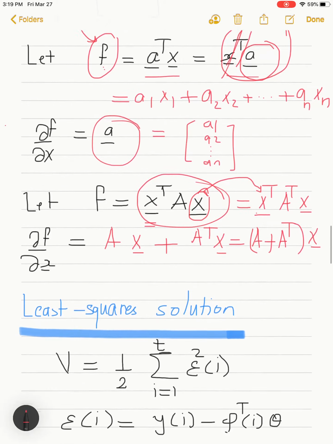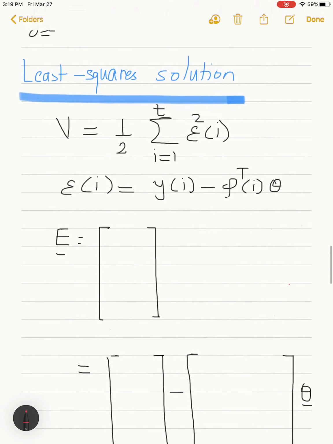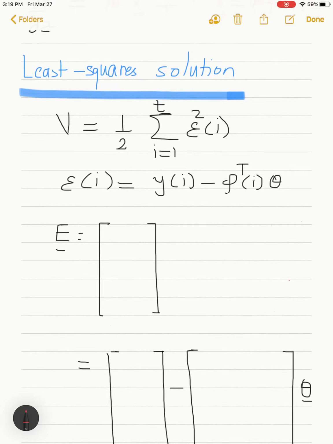Now we'll go back and see how to apply that to our quadratic function in the summation of the errors squares. We defined V as 1/2 the summation of epsilon squared, where i, the index of time, goes from 1 to t, and t here is an integer number. We define the error as the difference between the measurement and phi transpose times theta. So we can write a vector E, which is composed of epsilon 1, epsilon 2, and so on up to epsilon t.